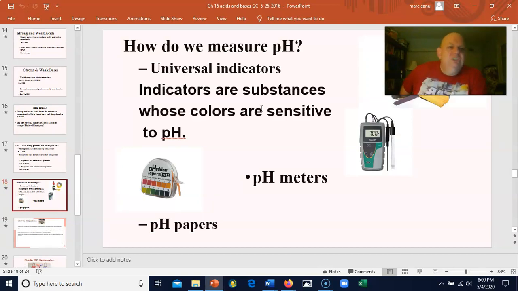Okay, we talked pH. We understand it's a scale. But how do we measure it? Well, there are different ways we can measure it. There are universal indicators that can be used. Indicators are substances whose colors are sensitive to pH change, and that's a visual thing. We can use pH papers. You dip the paper in and it'll turn color because of the presence or absence of certain chemicals like acids or bases. Then you can compare it to the color scale that you see right over here.